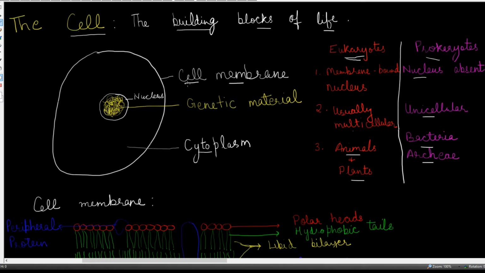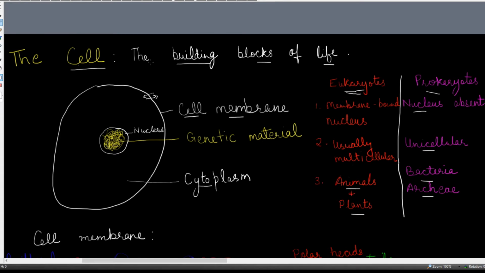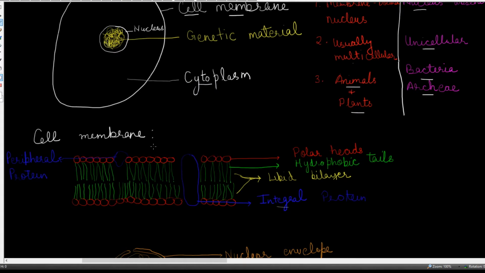As mentioned earlier, the cell membrane is the outermost boundary of the cell. It is a selectively permeable membrane which facilitates the movement of molecules through it. Now looking into the structure of the cell membrane. The cell membrane has a lipid bilayer with the polar heads towards the outside and the hydrophobic tails towards the inside. In addition to the lipids, it is also composed of carbohydrates and proteins.